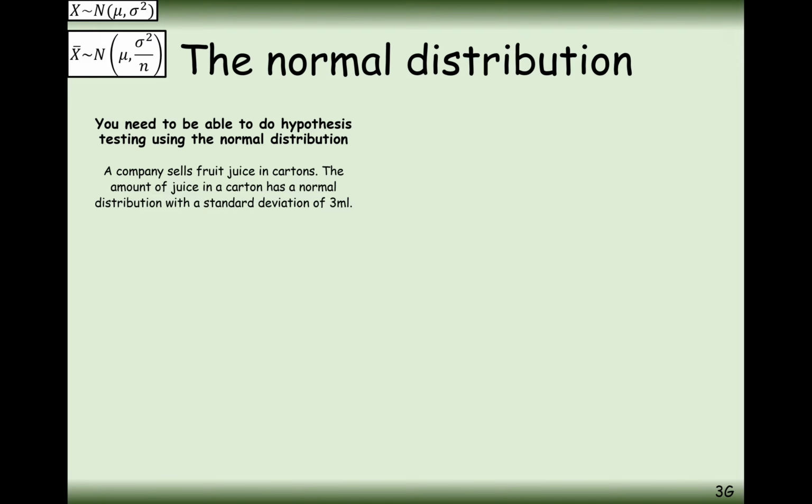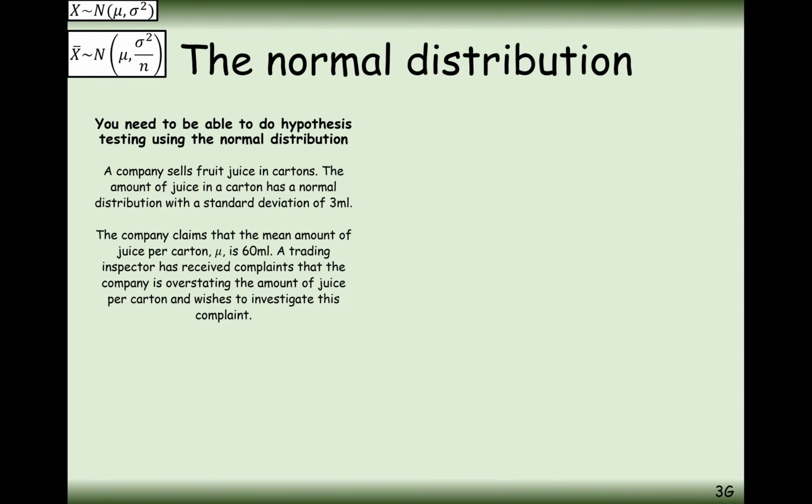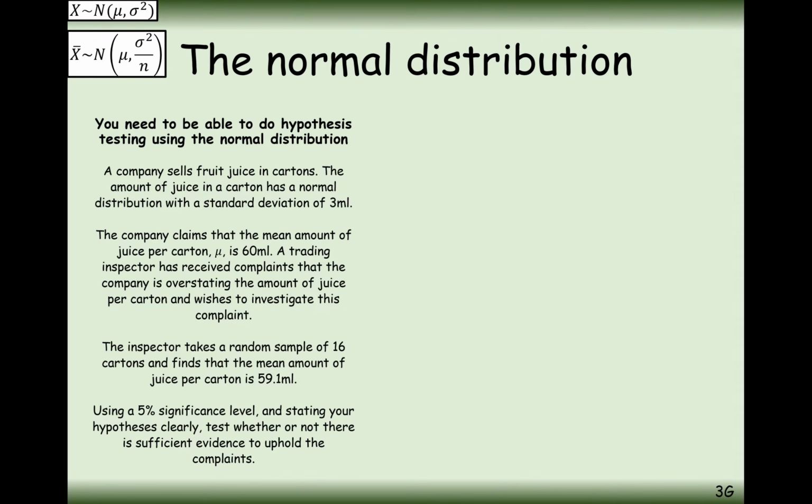A company sells fruit juice containers. The amount of juice in a carton has a normal distribution with a standard deviation of 3 milliliters. The company claims that the mean amount of juice per carton, mu, is 60 milliliters. A trading inspector has received complaints that the company is overstating the amount of juice per carton and wishes to investigate this complaint. The inspector takes a random sample of 16 cartons and finds that the mean amount of juice per carton is 59.1.